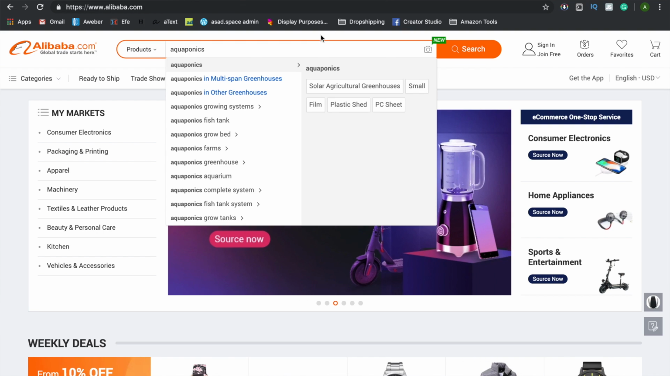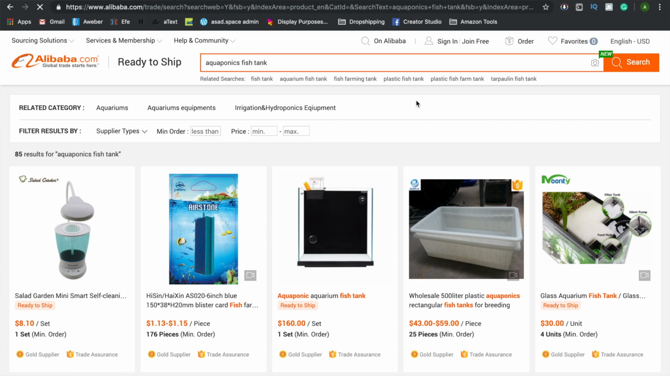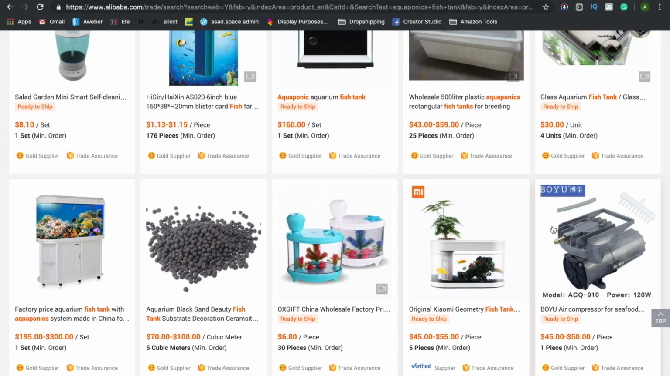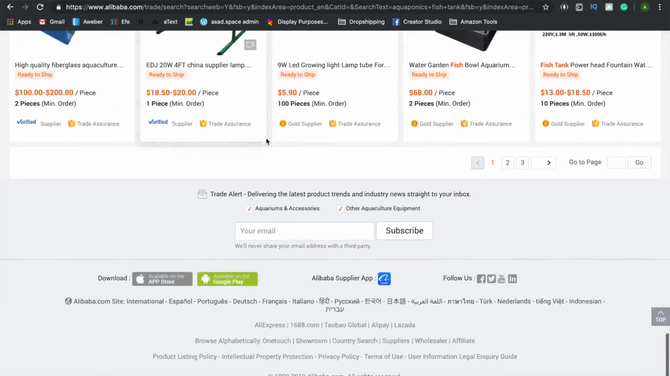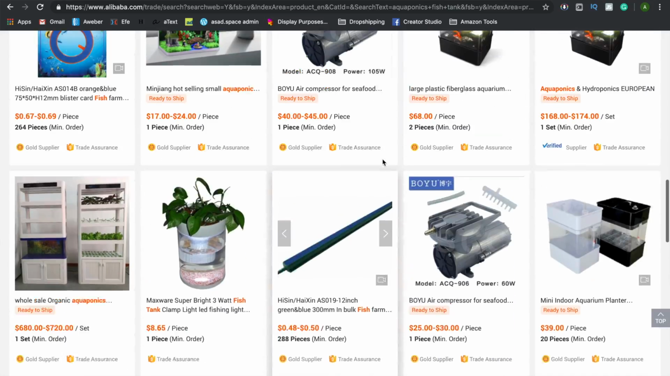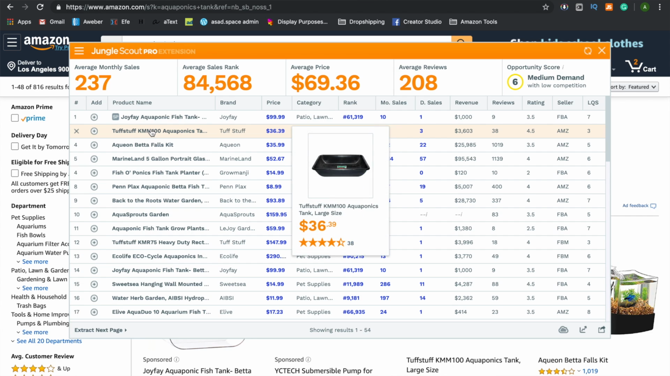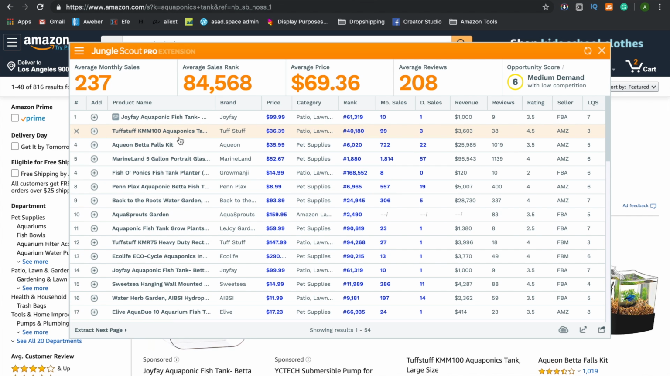And the average price is about $70. So let me see if this is something I could actually make money with. Aquaponics fish tank. Okay. So obviously not all of these are super relevant. So what you want to do is kind of scroll up and down, see what you can find that is relevant to what you're looking for. Now, looking through these listings, they're all kind of small fish tanks of different kinds, right? There's one that's not relevant, so I'm going to bump it off.